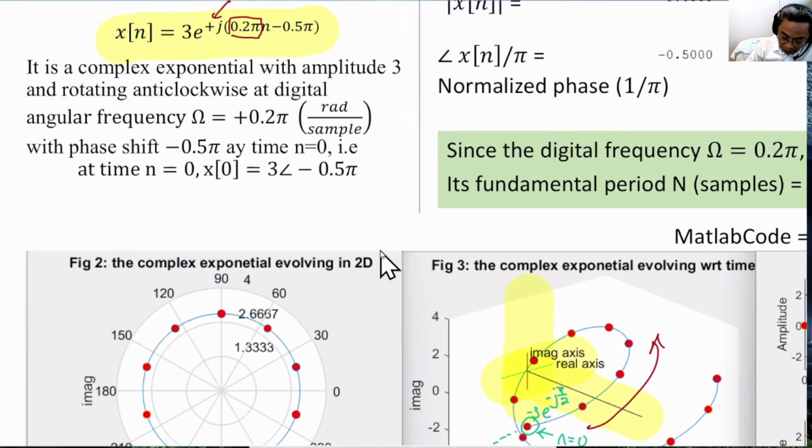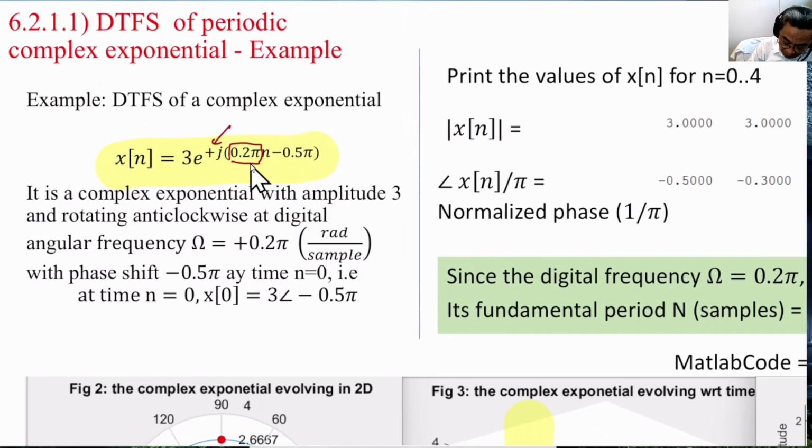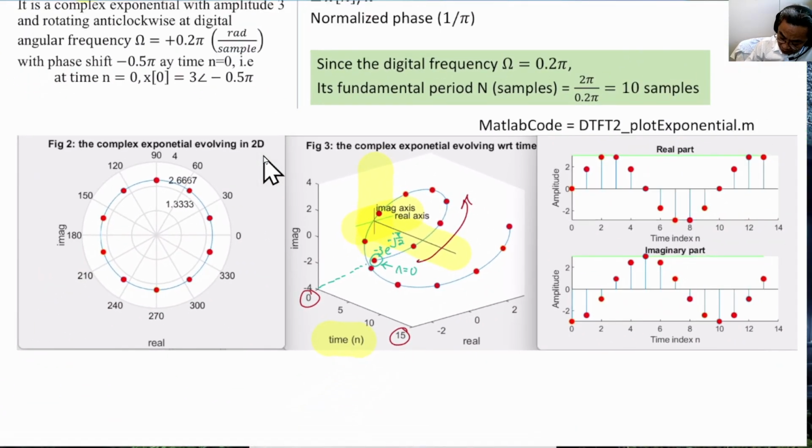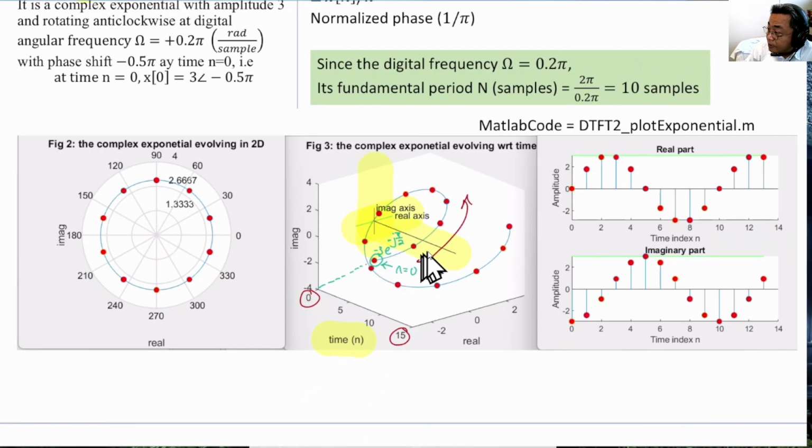Well, if you substitute n equals 0 into this equation, you realize that this term goes to 0, and it is 3 e to the power j times minus 0.5 pi. So this is exactly 3 e to the power minus j pi over 2. In fact, if you substitute different n, you would be plotting this phasor that is rotating anti-clockwise with magnitude 3 with different phases.